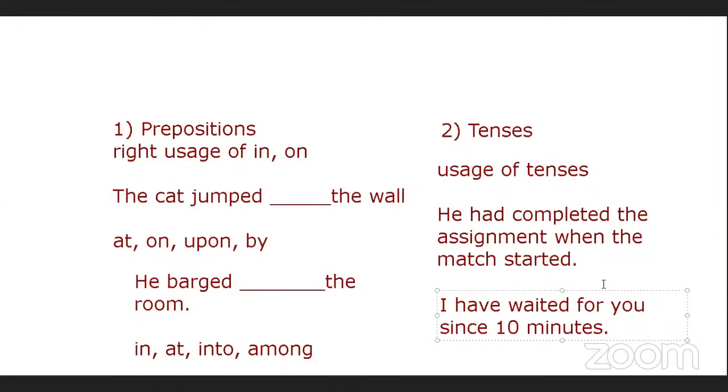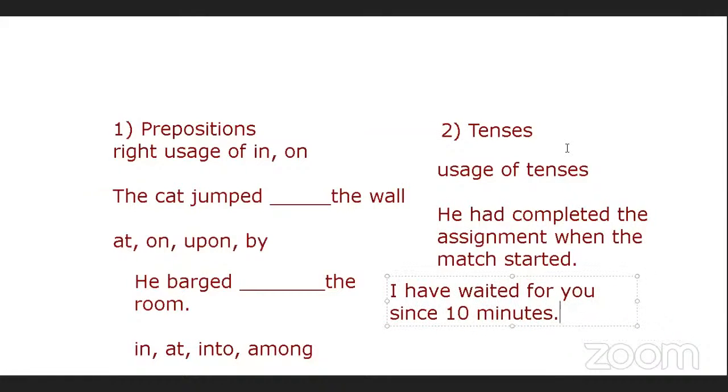If I put I have been waiting for you since 10 minutes, ठीक है? There is still something wrong with it. What is that? There are two errors in this statement. See, actually, there are two possibilities, right? But the correct one is going to be I have been waiting for you because it's a conversation.